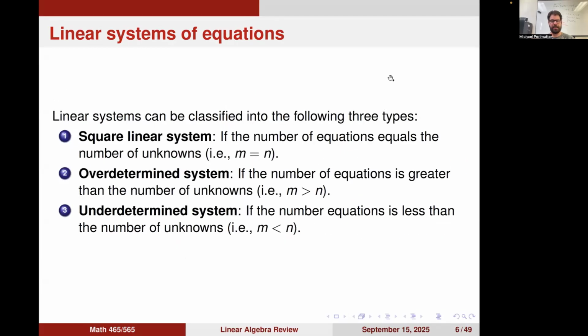There are three basic types of linear systems. If the number of equations is equal to the number of unknowns, i.e. m equals n, we call this a square system. In the case where there are more equations than unknowns, m greater than n, we call this an overdetermined system. On the other hand, if the number of equations is less than the number of unknowns, we call this an underdetermined system.